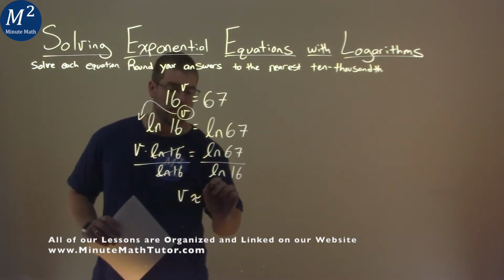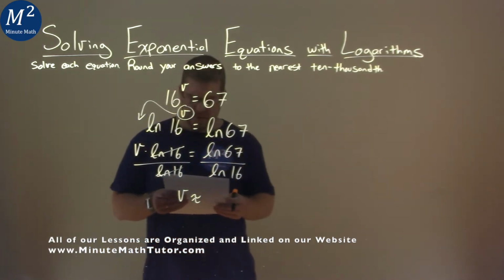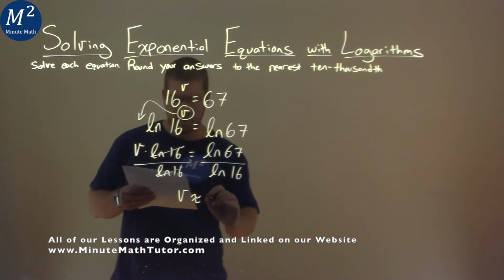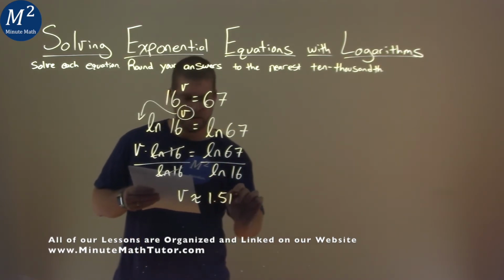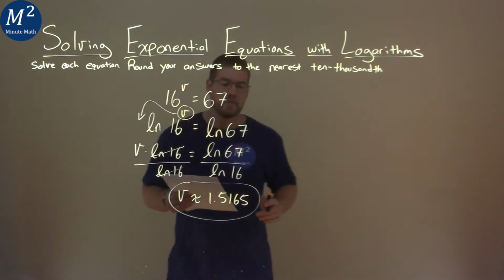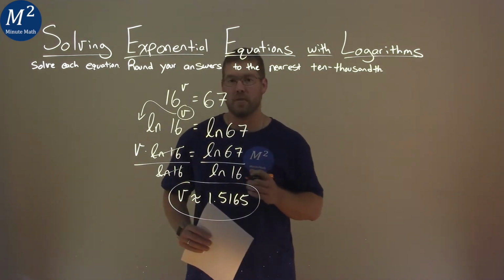It's going to be approximately, because we're going to use our calculator here, and we're going to round. And the natural log of 67 divided by the natural log of 16 comes out to be 1.5165. Again, that's approximate. And so our final answer here is v is approximately equal to 1.5165.